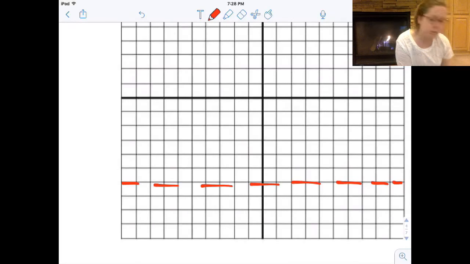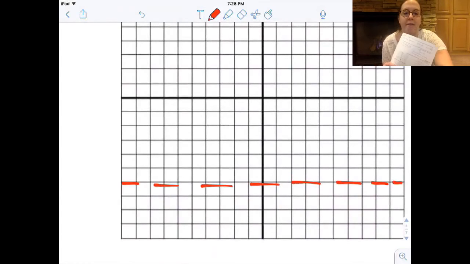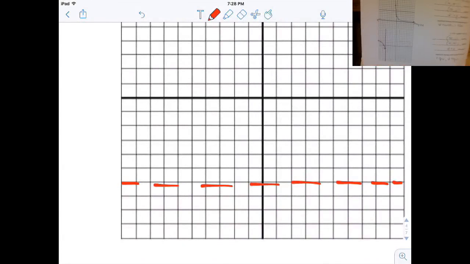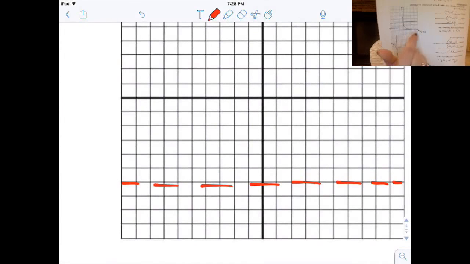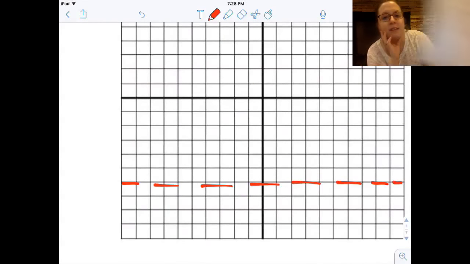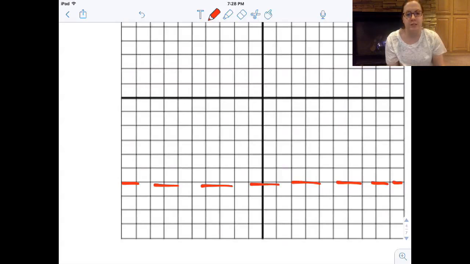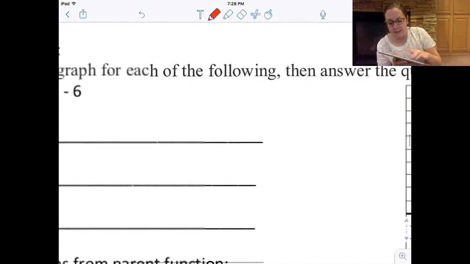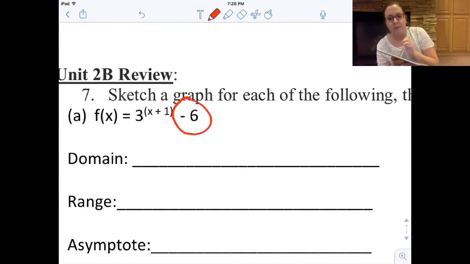Now the other thing is, look at your transformations of functions here. If you actually look at this, this got slid down 6. So looking at that, knowing that it got moved down 6, that will be my asymptote. Since it crosses the y-axis there, it's y equals -6. Now, remember an asymptote is something that we approach but don't actually hit.